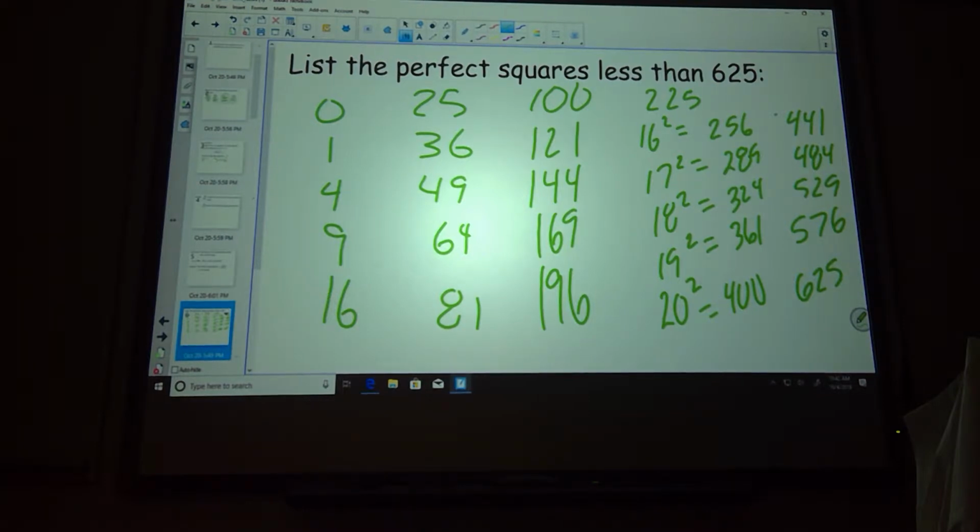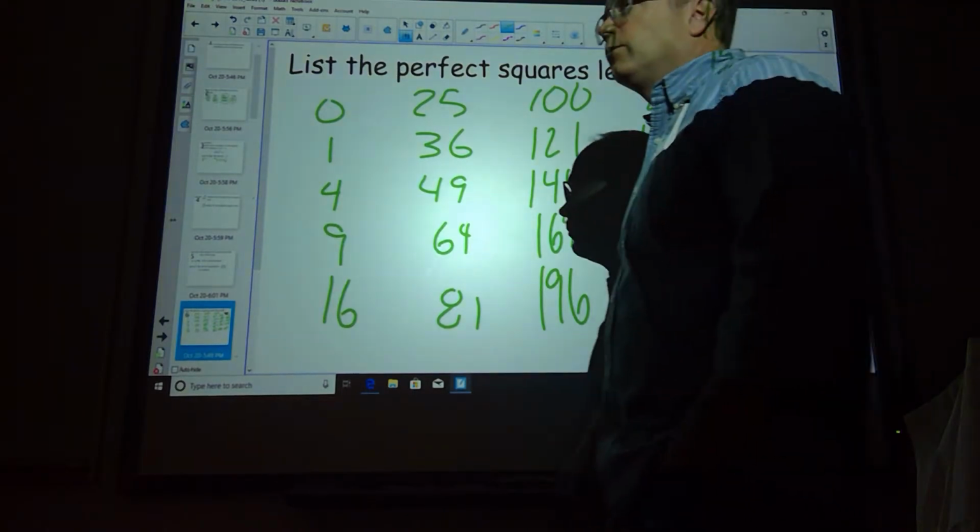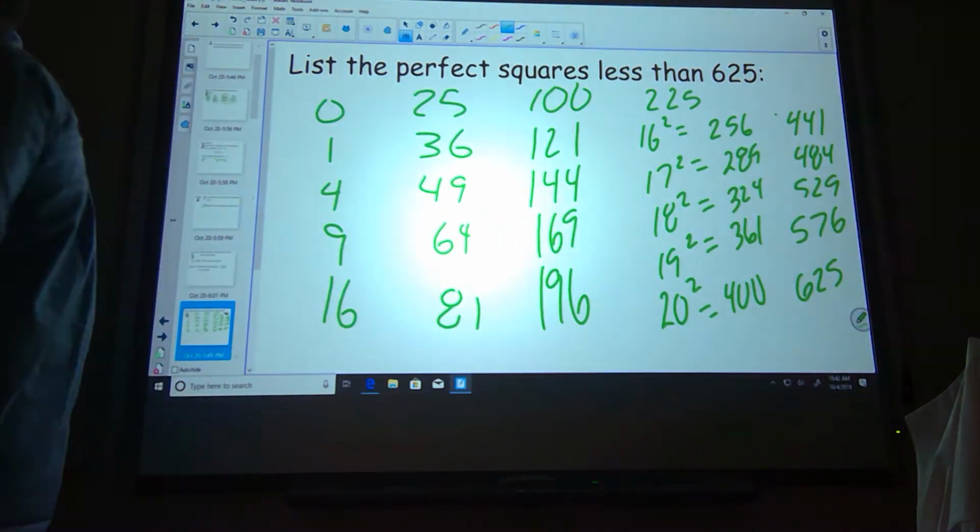So those are all of our perfect squares. Well, I guess I didn't have to list 625 because we were just looking for less than that. Okay? Does everyone understand how to get a perfect square? Can I move on? Yep.